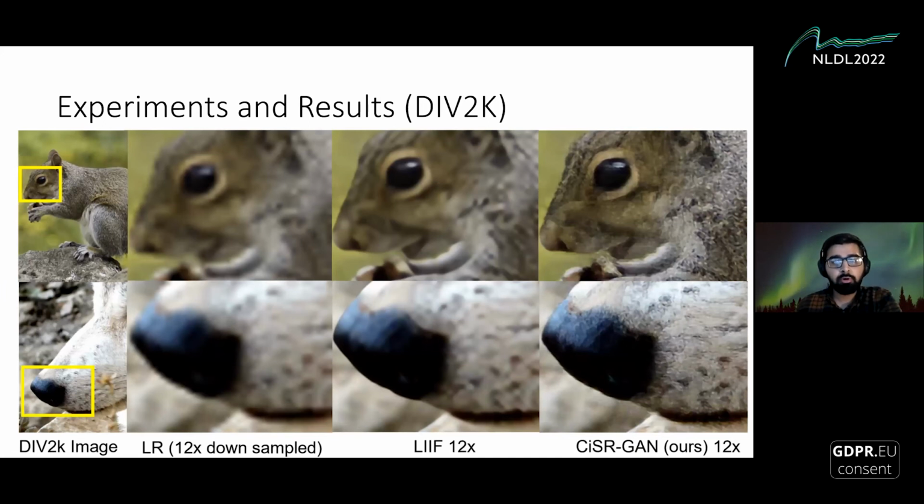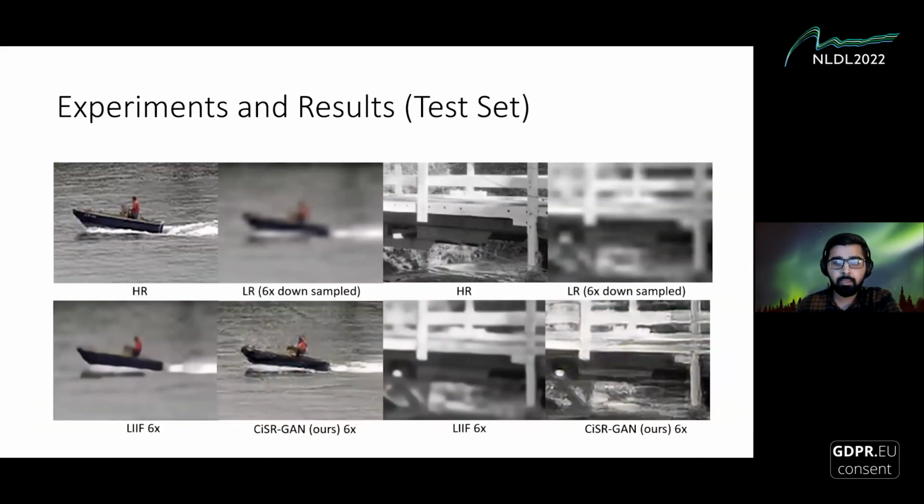Here are some more results on the DIV2K validation set with 12x upsampling. It can be seen here again that our model maintains the edge over the baseline in terms of the perceptual quality. Here are some more results on the test set that show that our method provides realistic looking outputs compared to LIF.